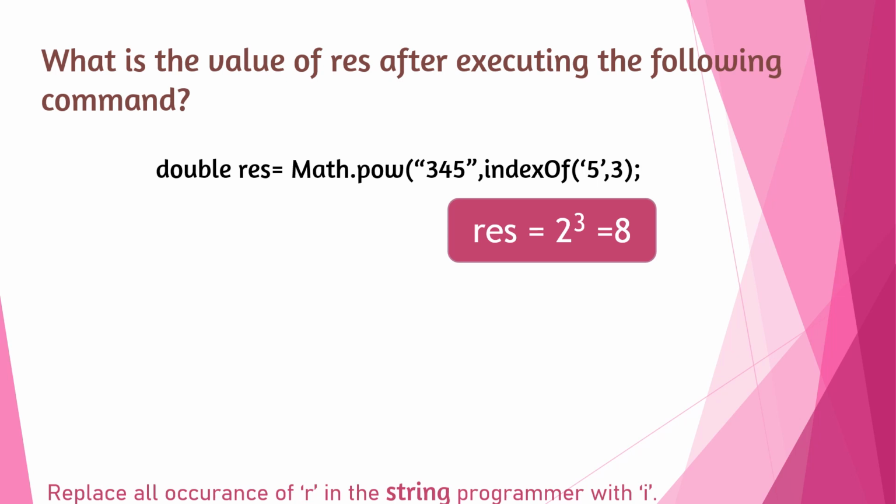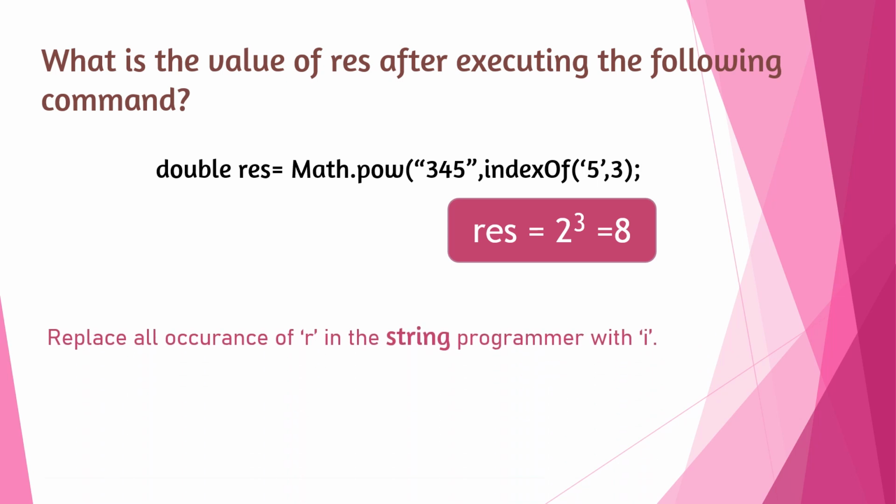The answer is 2 raised to 3, which is 8. Now, replace all occurrences of R in the string "programmer" with I. So wherever R comes, I should come. The command is "programmer" in double quotes because it is a string, dot replace('r', 'i'). The replace function's return type is always String.